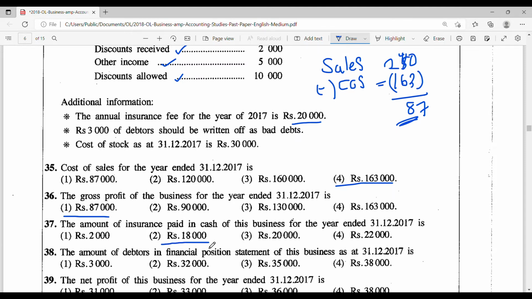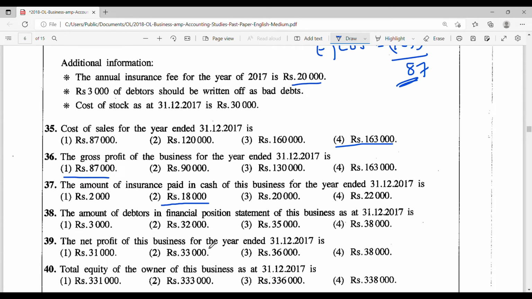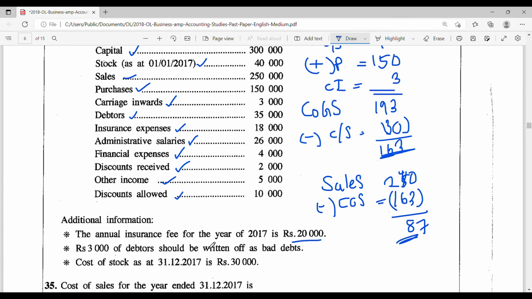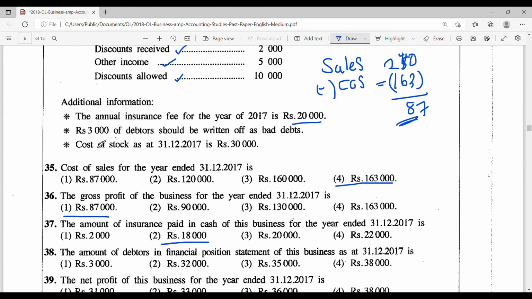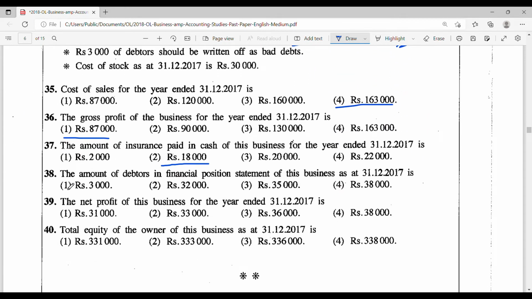Answer 2. Question 38. The amount of debtors in the financial position statement of this business as at 31st December 2017 is. Now you have the debtor balance of 35,000. From this 35,000, as per the additional information, you need to deduct 3,000 as bad debts, leaving you with a debtor balance of 32,000. So that will be answer 2.